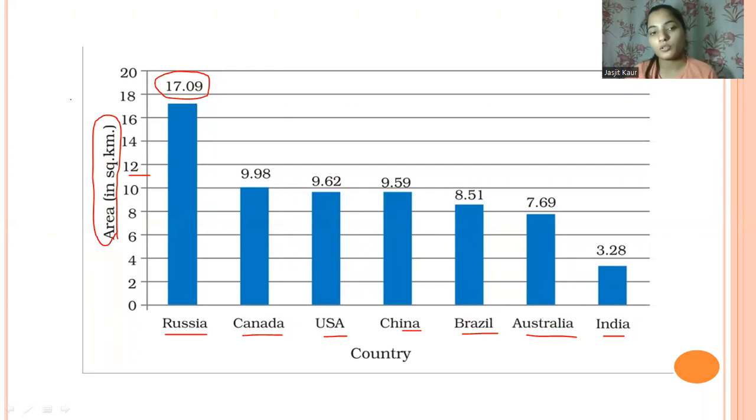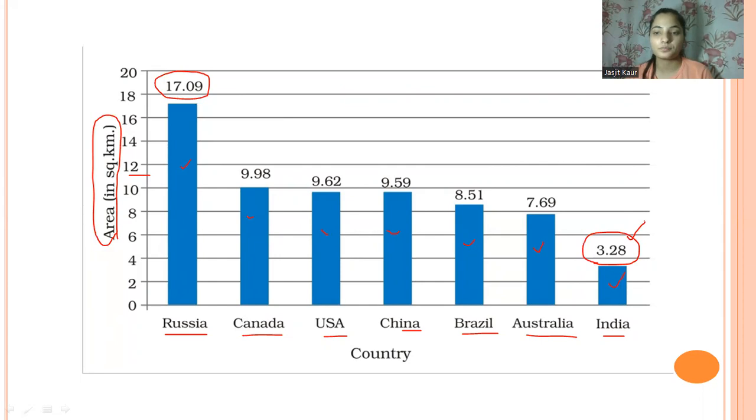Okay. So we can say that India is at the 7th position. The first one is Russia, then we have Canada, third is USA, fourth is China, fifth is Brazil, sixth is Australia, and the 7th is India. So we can say that India has 3.28 million square kilometer area, and India is at 7th position in terms of land. Okay.